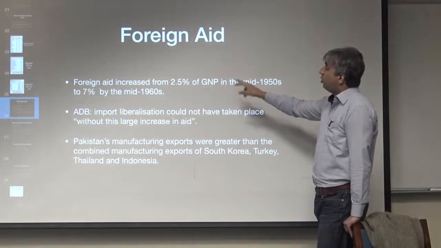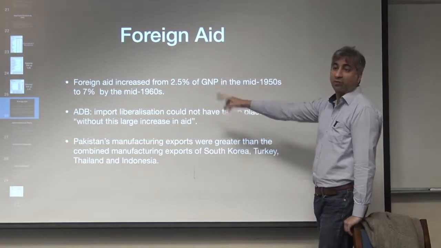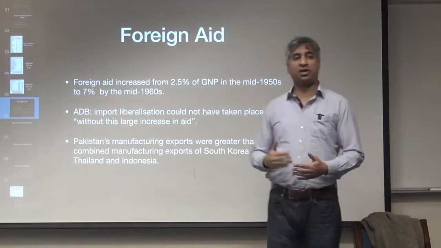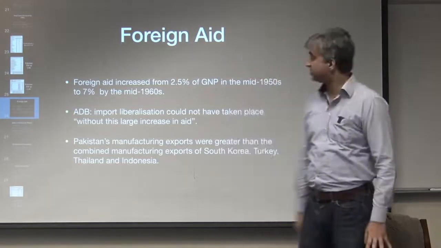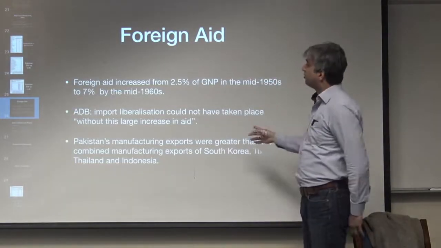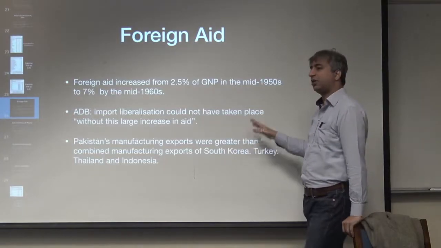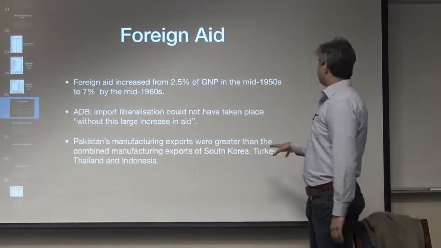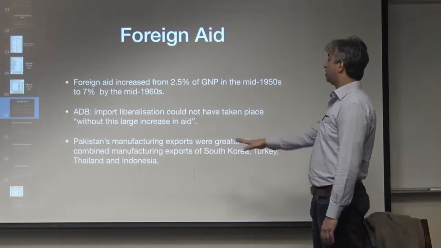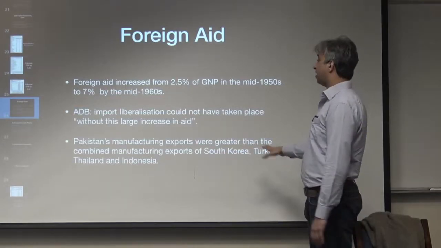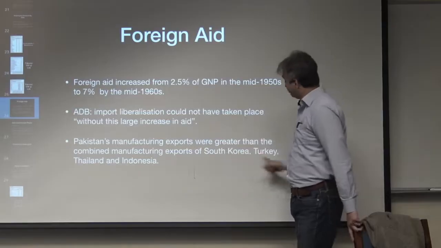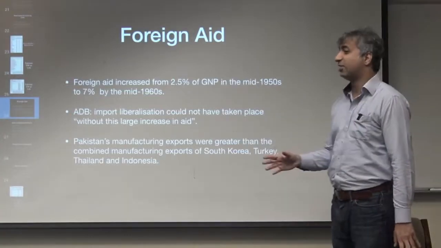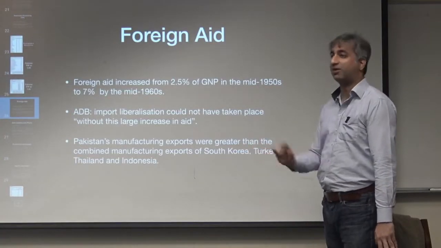So foreign aid increases all the way up to 7% in the Ayub period of your GNP. That's very, very large, right? 7% of your GNP is just going to be driven because you're getting all this assistance, aid, etc. Asian Development Bank also agrees and says, in fact, the import liberalization that occurred in the Ayub period could not have been done without this large increase in aid. And we were growing faster than South Korea, Turkey, Thailand, Indonesia, etc. In fact, our manufacturing exports were greater than these four countries combined. So that's quite significant. But that's not saying much because these countries were also really just now starting out.